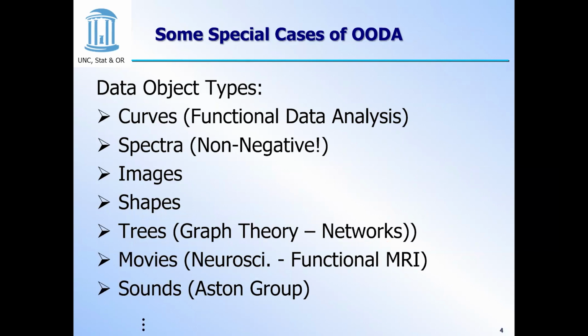So some classical examples are curves as data objects. So functional data analysis is just a special case. If you work with chemical spectra, they need to be non-negative, which introduces a lot of interesting aspects. I do a lot of work with various types of images. I'll show you some today. I don't do it within the image. I think about the image as the atom, and I have a population of images to think about. I also care a lot about shape analysis, and I'll be heading there later in the talk.